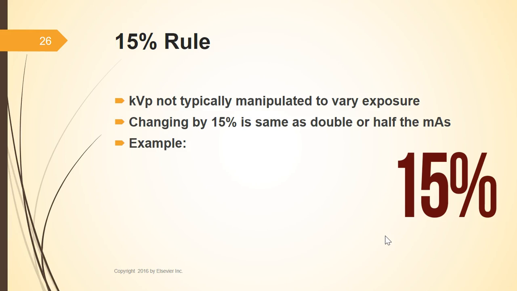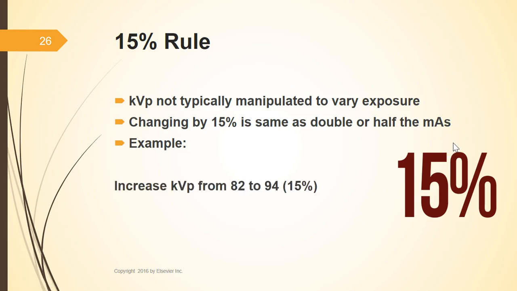For example, if you use portable or mobile X-ray equipment, it may limit the choice of mAs settings. You may not have as much, so then you have to use the kVp. By doing that, you need to know something called the 15% rule. Maintaining or adjusting exposure to the IR can be accomplished with the 15% rule, and that is changing the kV by 15% is the same as double or half the mAs.